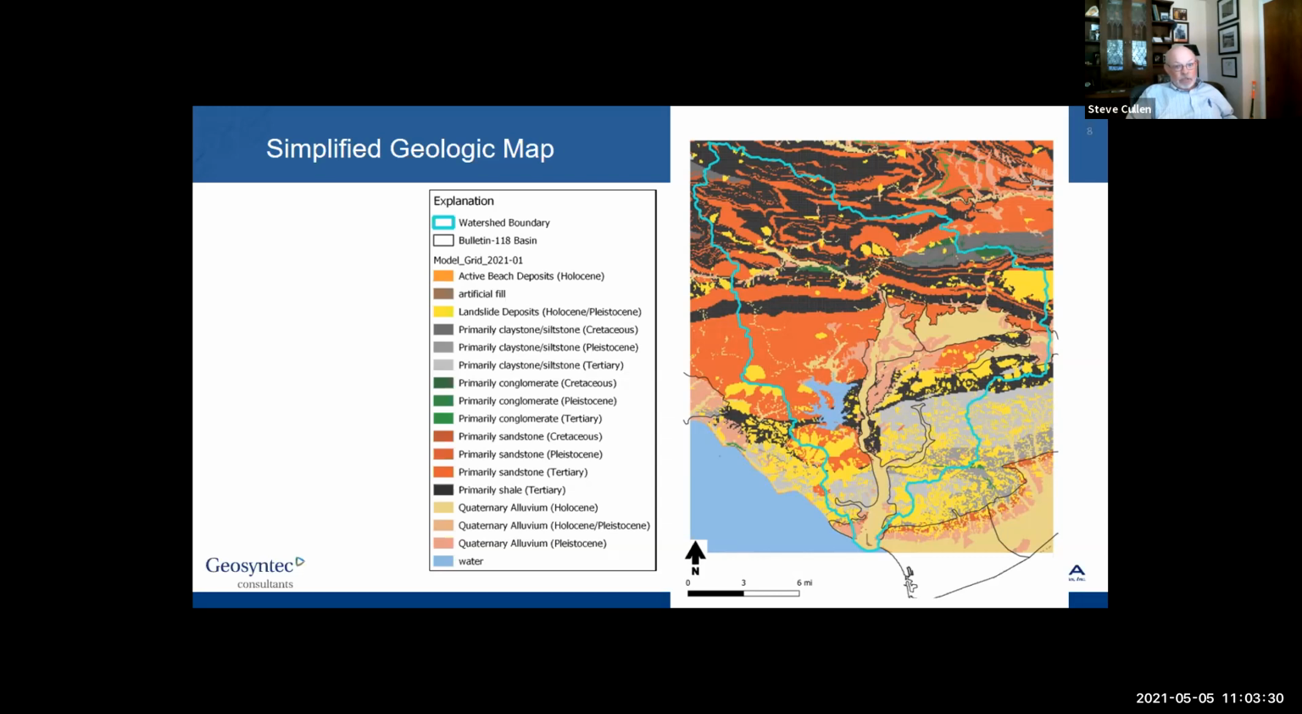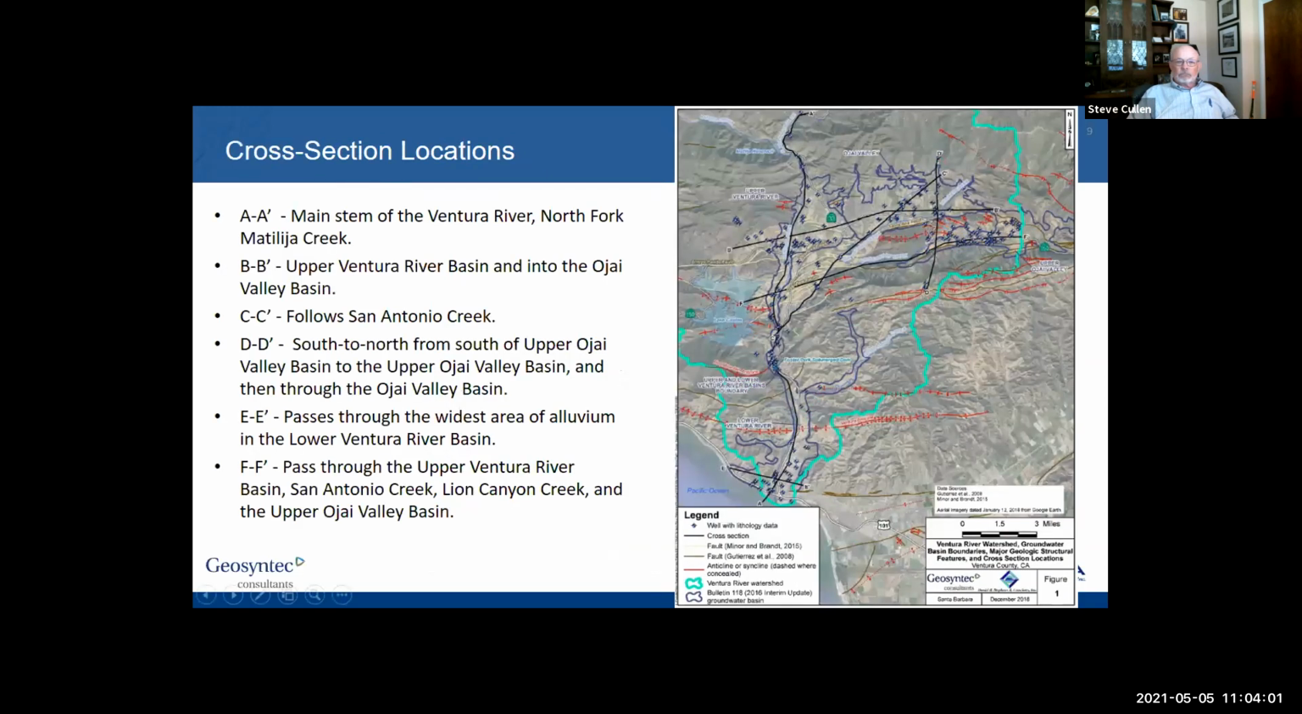approved in 2016. A simplified geologic map was then created by assigning each geologic unit, for example, undifferentiated Quaternary alluvium or primarily Pleistocene claystone, sandstone, siltstone, in order to assign physical characteristics, for example, hydraulic conductivity for use in the model. This map shows the specific locations of the cross sections that were developed and included in the geologic analysis memorandum.